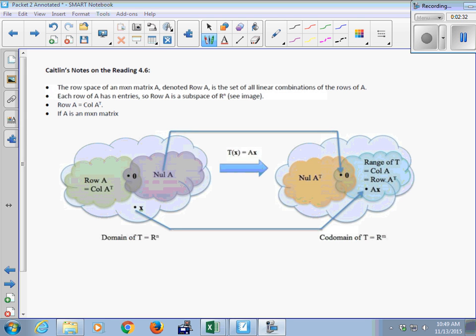The null space, remember, is the set of all things in the domain that get mapped to 0. So 0 will always get mapped to 0, so I have 0 in the null space. It's also in the row space because you can take linear combinations where all your weights are 0 and you'll get 0. The range of your transformation T is your column space, because your column space is all linear combinations of your columns, and it's also the row space of A transpose. And then the null space of A transpose also lives in Rm.